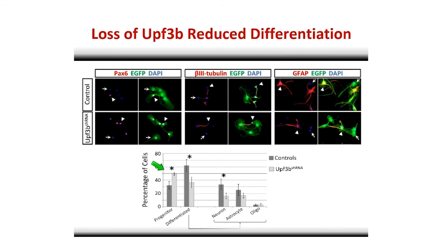And we can see that when we reduce the expression of UPF3B in these cells, there was, again, an increase in the number of progenitors at the expense of the number of differentiated cells.